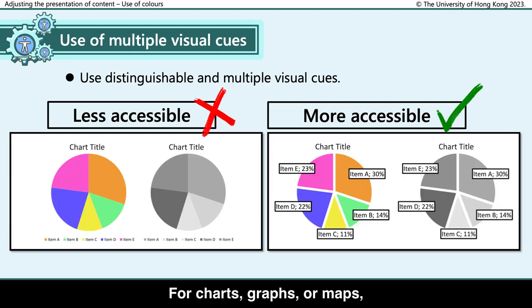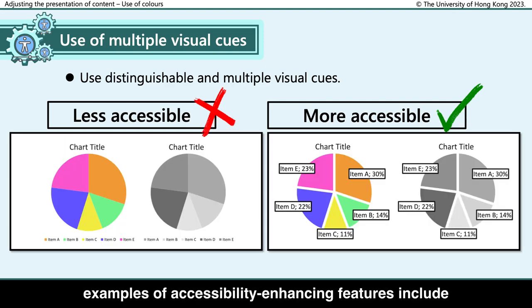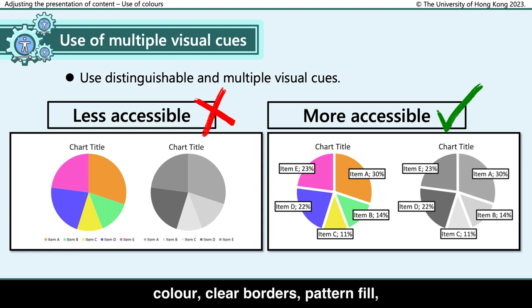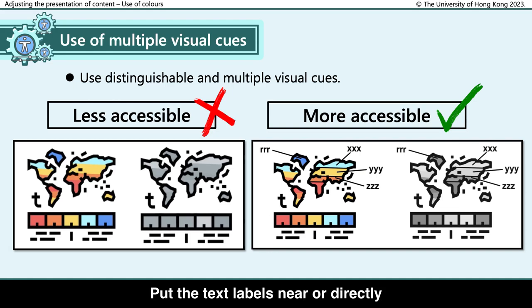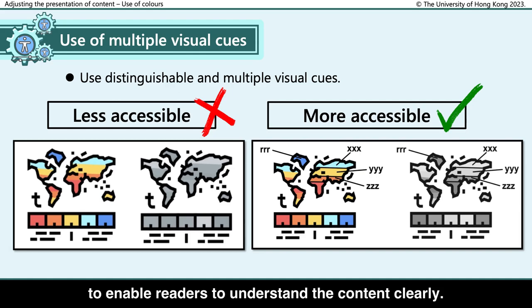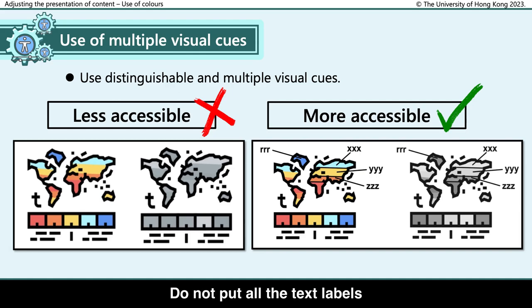For charts, graphs, or maps, examples of accessibility-enhancing features include color, clear borders, pattern fill, line style, such as solid or dotted lines, data labels, text description, and legends. For example, use color, pattern, and text labels to identify each section. Put the text labels near or directly on the corresponding section to enable readers to understand the content clearly. Do not put all the text labels below the charts, graphs, or maps.